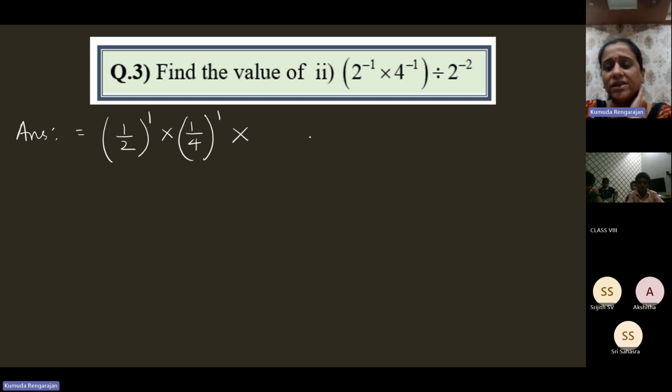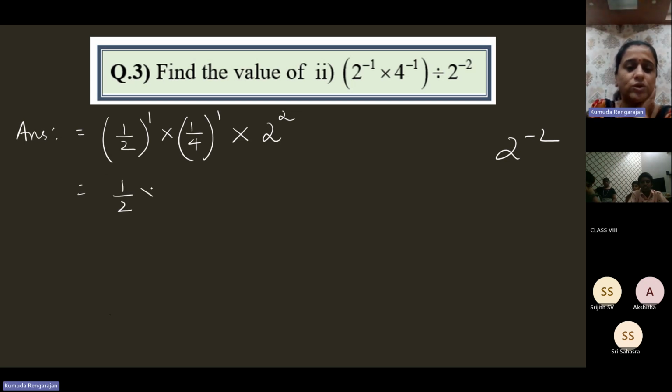So you'll have to write the reciprocal of 2 to the power minus 2. So you have to change only one, either the base or the power. Now you choose to change the power because the power is negative. So we'll make it positive because we always want a positive power. We don't want a negative power. 1 by 32. So we'll write this as 2 to the power 2.